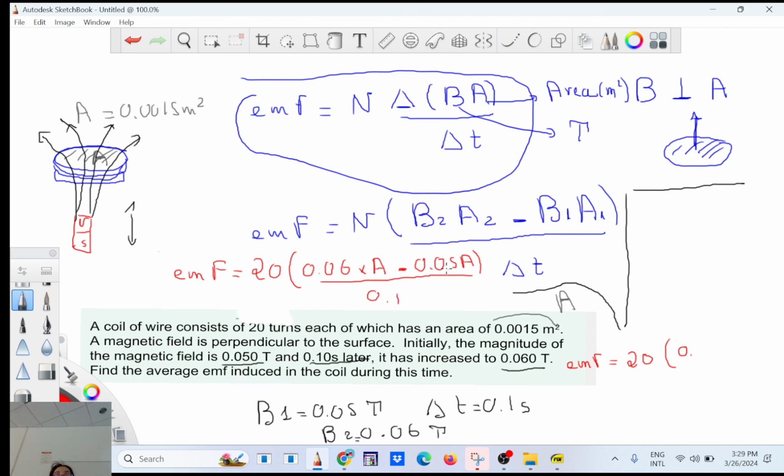And the area is the same. So you can factor it out or you can just multiply. You can do the math. You can factor out the area if you want to do the math. But you don't have to, okay? You can just compute.